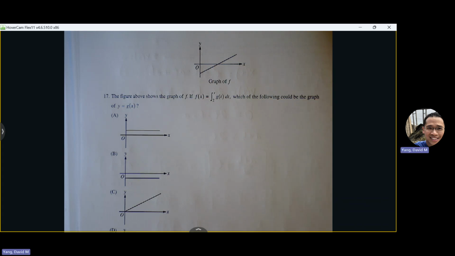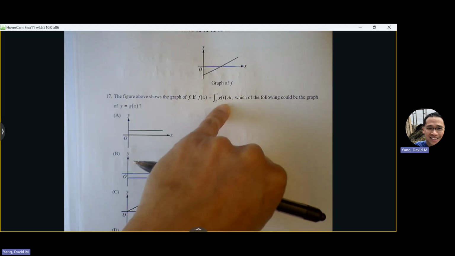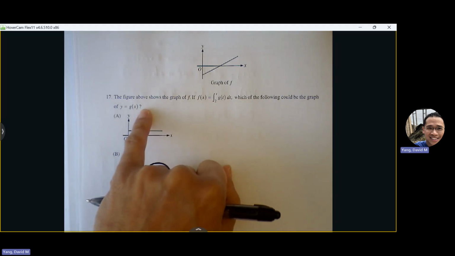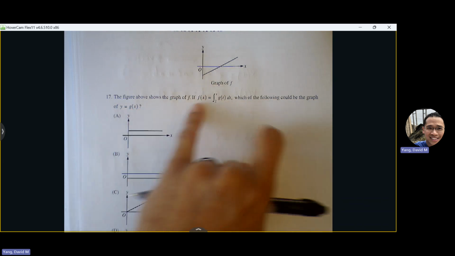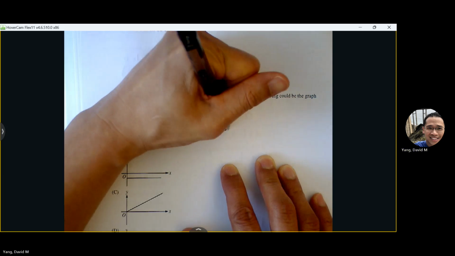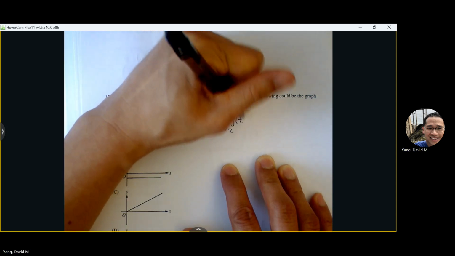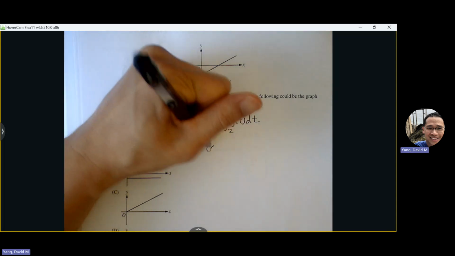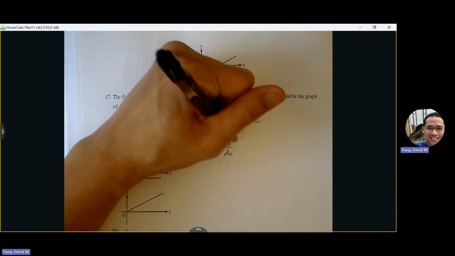Okay, next one, number 17. The figure above shows the graph of f. If f of x equals the definite integral from 2 to x of g of t dt, which of the following could be the graph of y equals g of x? Okay, so we know that the relationship here is that f is sitting at a level above g. So if I want to get to g, I just understand that it's basically f prime. f prime is really just the derivative of this expression here.